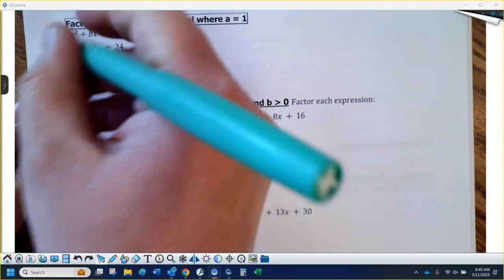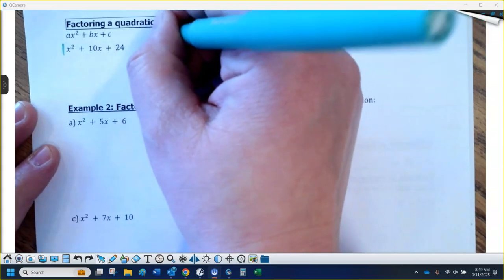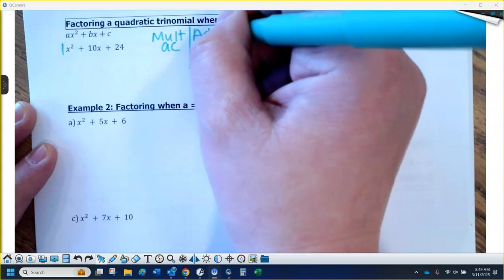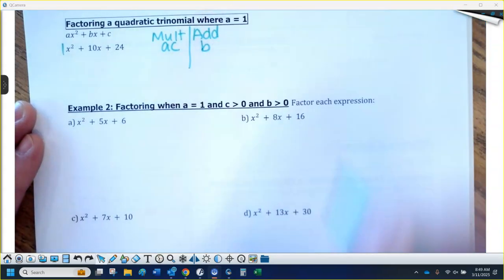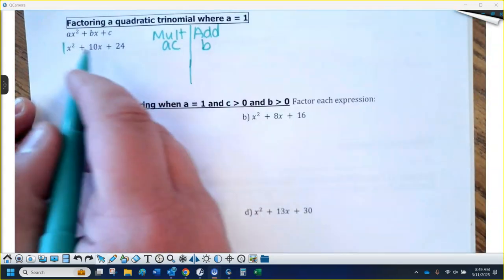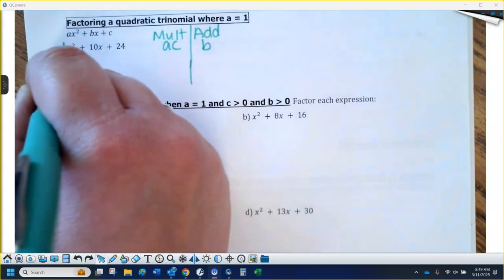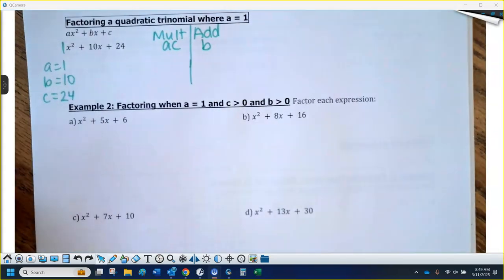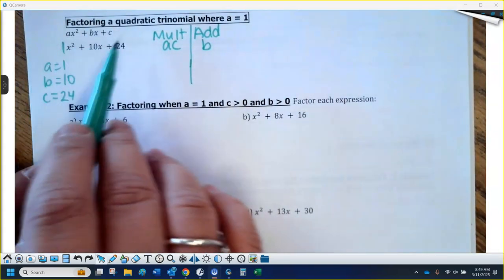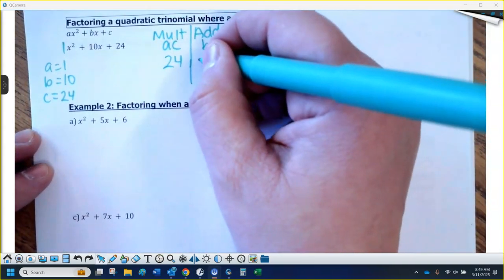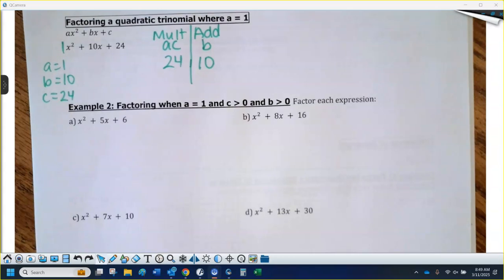All right, so still the same rules. We're going to multiply a times c, and I need 2 numbers that'll give me that value that add to the b. All right, for this question, a is 1, b is 10, and c is 24. So in this case, if I do a times c, it's just 1 times 24. So I got to multiply to get 24 and add to get the number in the middle, which is just 10. Can anybody think of 2 numbers that you multiply them, you get 24, you add them, you get 10?